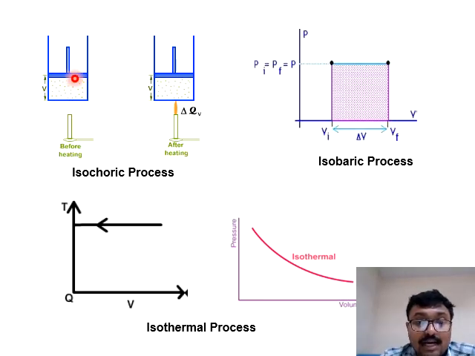So you can see this example of an isochoric process. In an isochoric process, I told you the volume will not change. Isochoric process means volume will not change. Isobaric process means pressure will not change. You are changing volume, but pressure is not changing. And isothermal process means temperature will not change. And this is the graph of pressure versus volume of an isothermal process.